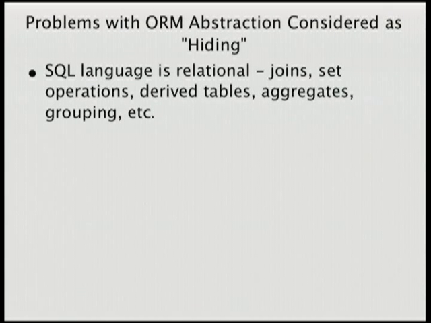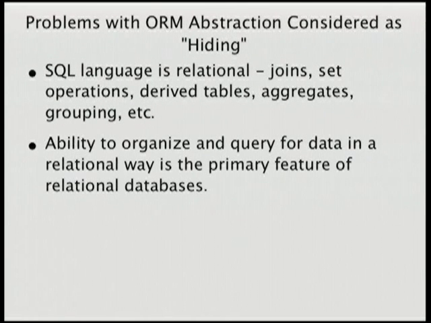So there's another way of looking at it. Well, first we'll say what are the problems that we might have if we consider ORM abstraction as to what degree it hides the database. Well, as we just went over, the SQL language is relational. It has a lot of great things that we like, like joins and unions and derived tables and all that other good stuff. And the ability to use those things and to refer to them, and as Brandon said, to ask just one question of the database, that was really terrific, is kind of the primary feature of relational databases. We really want to get at that stuff.